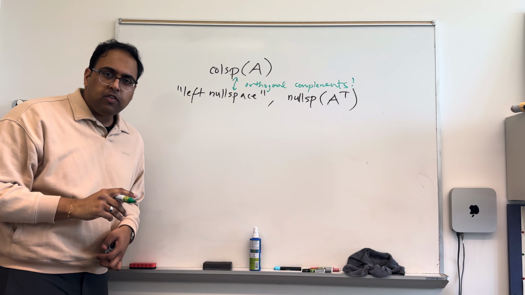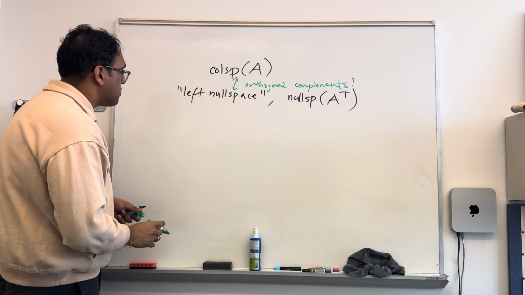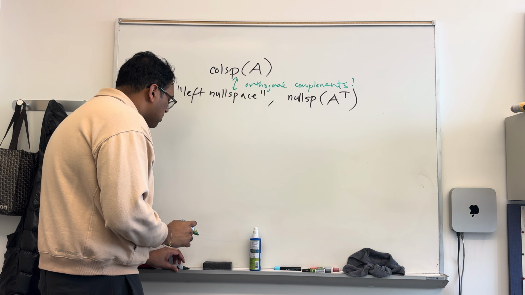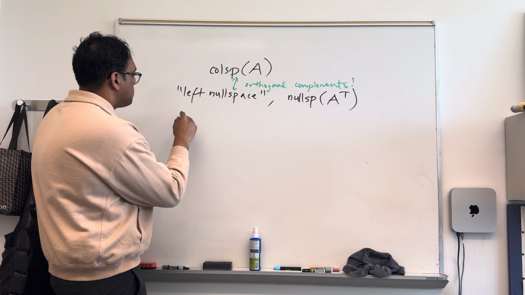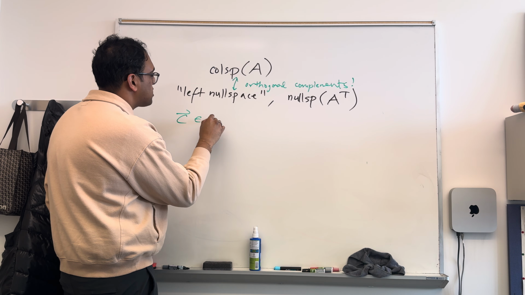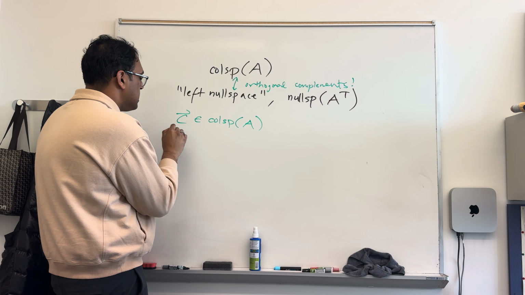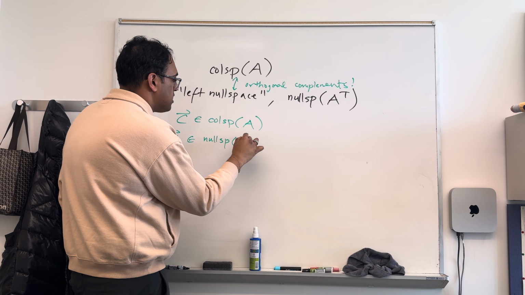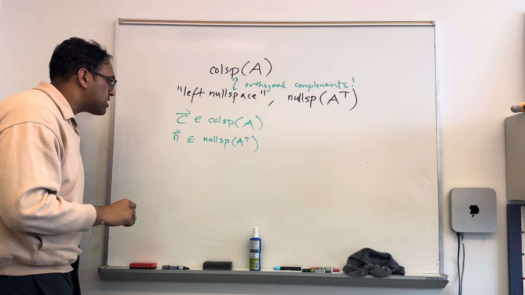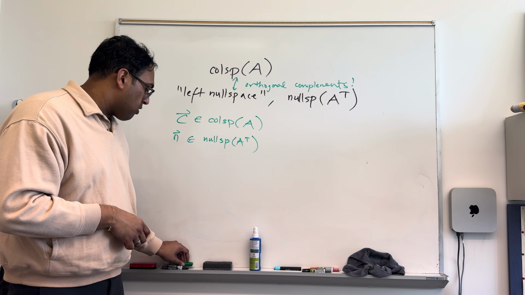Can we prove it? Again, I will give you a second to pause to see if you can work out the steps on your own. Here's how we'll do it. We'll again start by assuming that C is a vector in the column space of A, and N is a vector in the null space of A transpose. And just from these facts, I'm going to need to show that C and N are orthogonal.